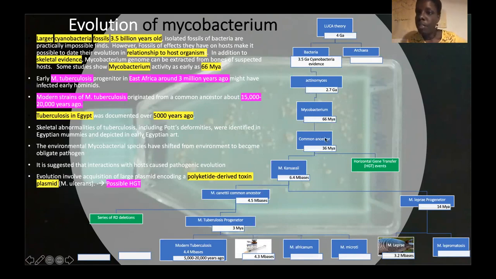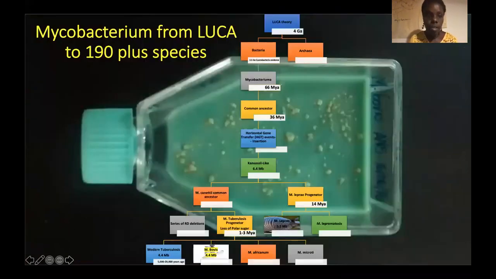our fossils of hominids, possibly hominids which co-evolved with the parasite, and that eventually undergoes a horizontal gene transfer of a plasmid into M. kansasii, 6.4 megabases, which splits into the leprae progenitor, which becomes M. leprae and M. lepromatosis. Now, kansasii also splits into canettii, at 4.5 megabases, which becomes our tuberculosis and bovis, etc. Our evolutionary tree.